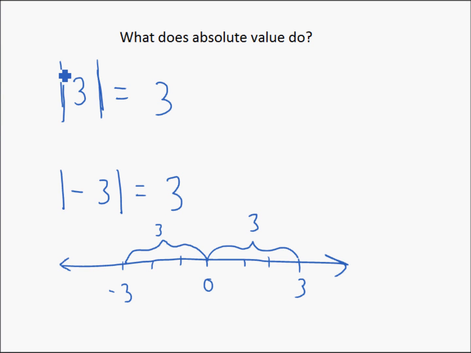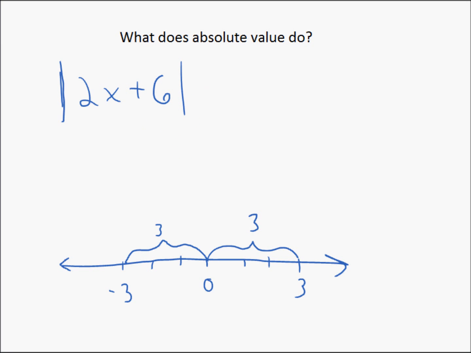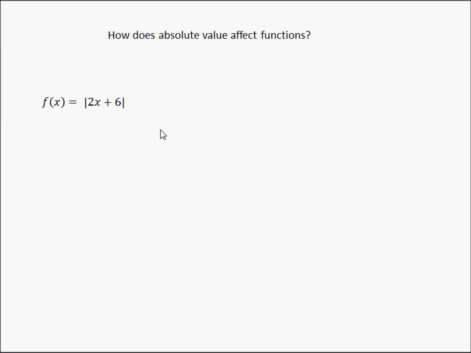But what happens if what's inside of that absolute value isn't a number at all? Oh no. What if what's inside of there is some crazy function? So let's erase all this stuff. What if this happened to be, I don't know, 2x plus 6? Well, now the absolute value, remember, only does two things. It either leaves it alone or it changes the sign. So let's go to the next slide. But anyway, how does it affect functions?